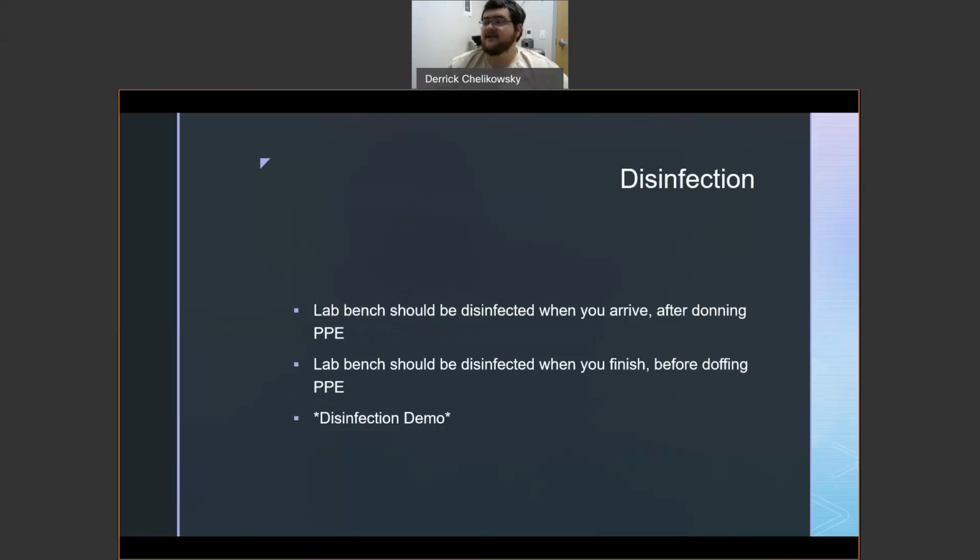Disinfection. Lab bench should be disinfected when you arrive after donning your PPE and should be disinfected when you finish before doffing your PPE. Assume that your previous lab person did not disinfect it. Again, there will be a link here. I just have to hyperlink it. It's on YouTube of a disinfection demo where I disinfect a lab bench for you.